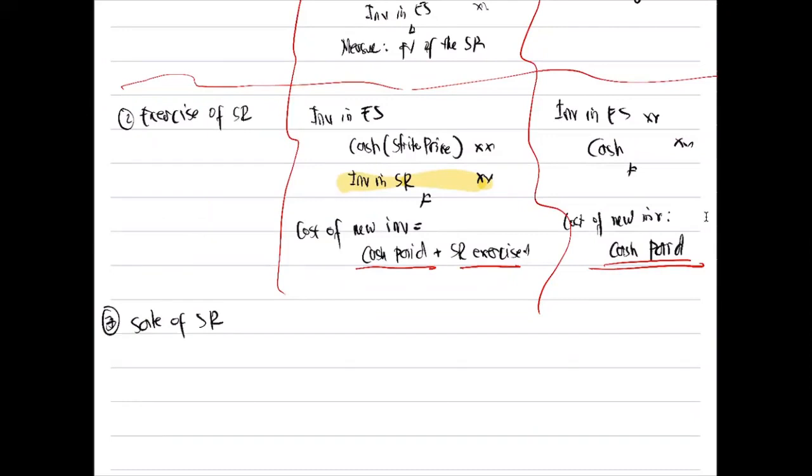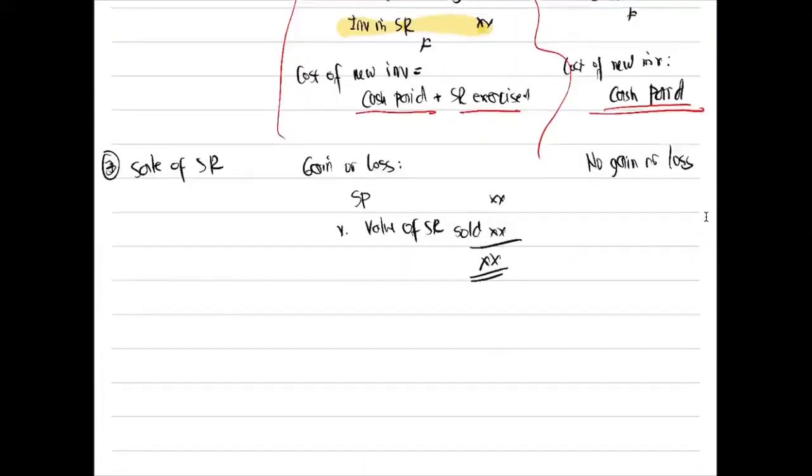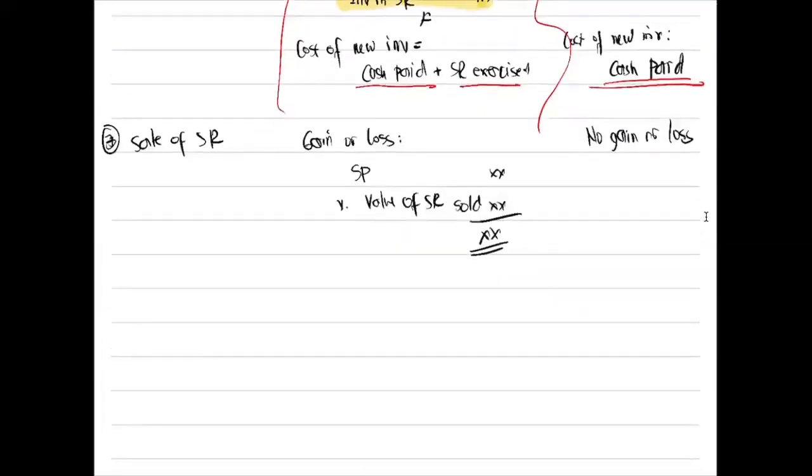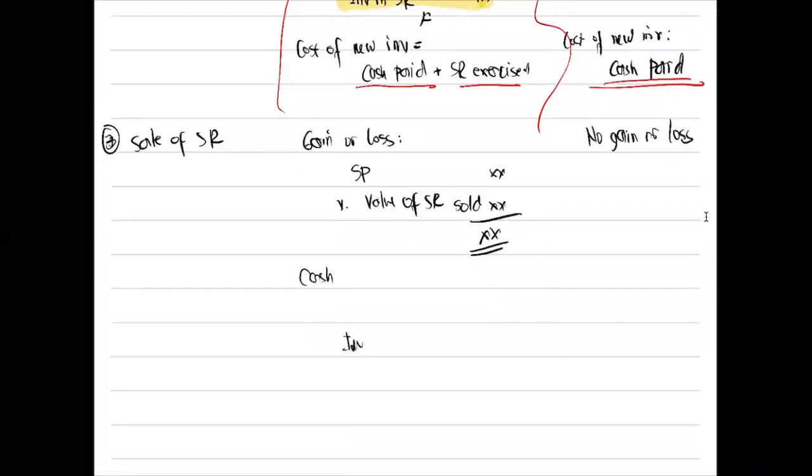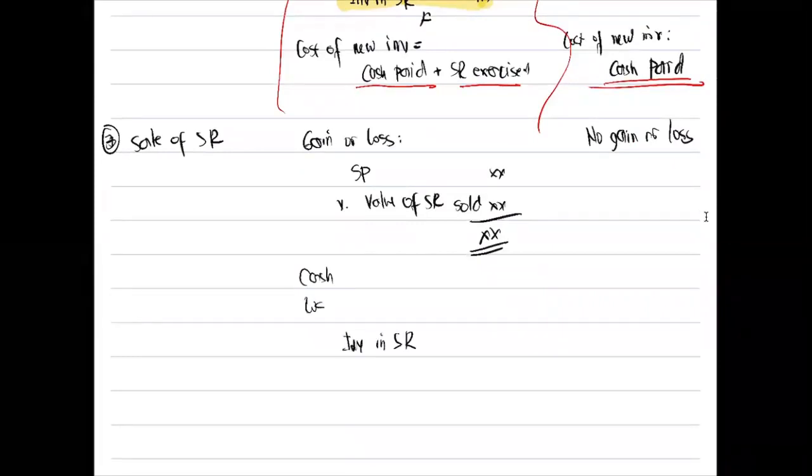As to the sale of stock rights, whenever there is a sale of stock rights, I mentioned earlier, right? Here in your accounted for separately, we account for gain or loss. We compare the selling price versus the value of stock rights sold. Here, there will be no gain or loss. So what is the entry then in the sale of your stock rights? We debit cash, we credit investment in stock rights. So if you have a loss, you debit it. If you have a gain, you credit it.